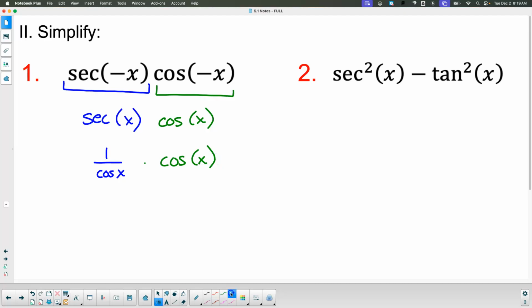One over cosine of x? One over cosine of x times cosine of x. Cosine of x over cosine of x, which is just 1. So we simplified that all the way down to just 1.